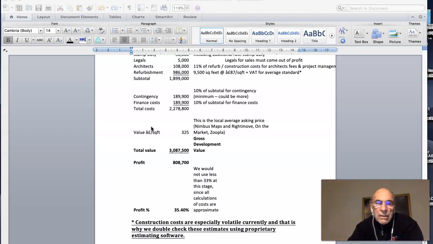And using the developed area, so that's 9,500 square feet, times the average residential value, it's actually not the asking price. What we're after is the actual sold prices, which we get from Land Registry. So I must amend this slide here. But for the purposes of this example, we'll assume it's correct. 9,500 square feet times 325 gives you a gross development value of 3.087 million. Thus, taking the gross development value and subtracting the cost gives you a gross profit of 808,000.